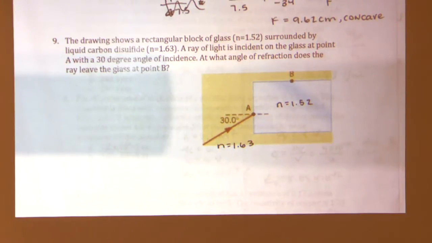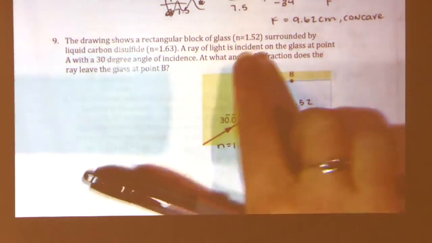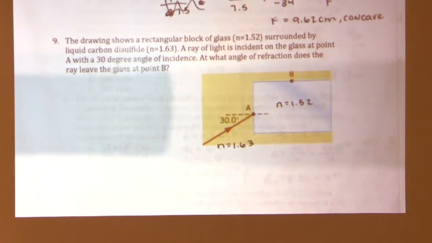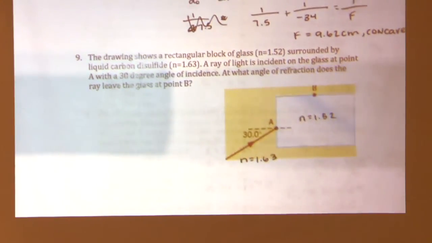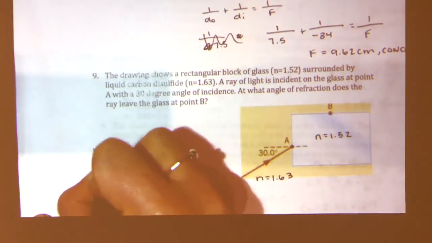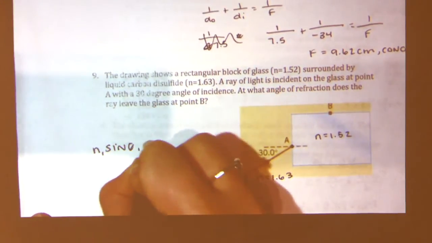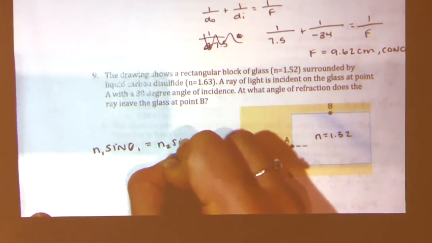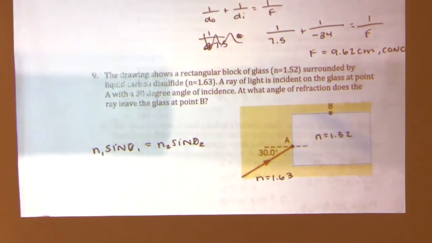A ray of light is incident on the glass at point A with a 30-degree angle of incidence. At what angle of refraction does the ray leave the glass at point B? So really, them giving you these values of n should tip you off that this is a Snell's law question. And if you don't know Snell's law, that's n1 sine theta 1 is equal to n2 sine theta 2.